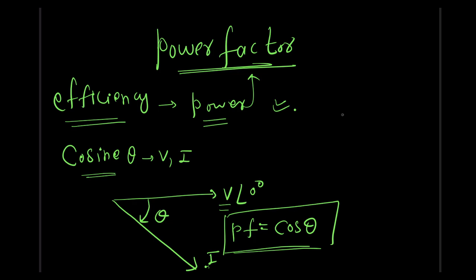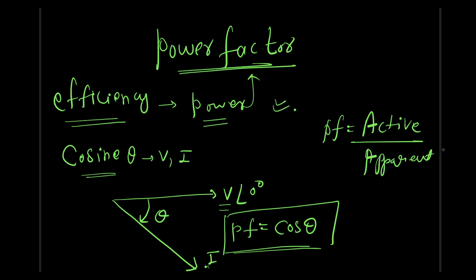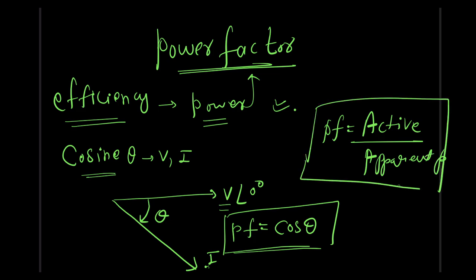Now the second expression is that power factor is the ratio of active power to apparent power. The ratio of active power and apparent power denotes power factor. So this is the first expression, and this is the second expression. Now we know that there are three types of loads.